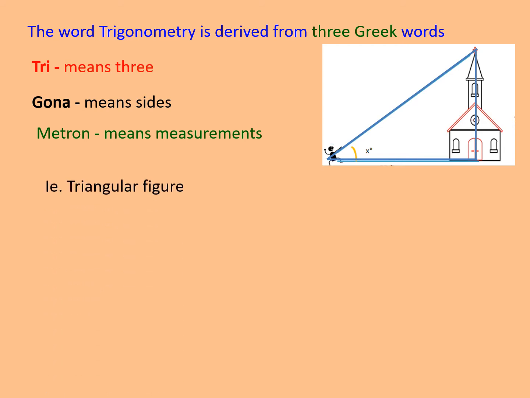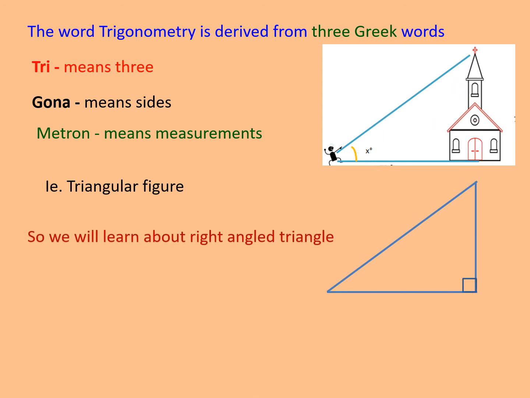So we use a triangular figure, we imagine a triangular figure just like this. See here, base and height, and then we try to learn about it, which is very helpful to find out the distance of the boy to the church, the height of the church, all those things. If in case it is a building, in the same way we form a triangular figure and try to find out using trigonometry. So the right angle triangle is very important for it. We will learn more about it.